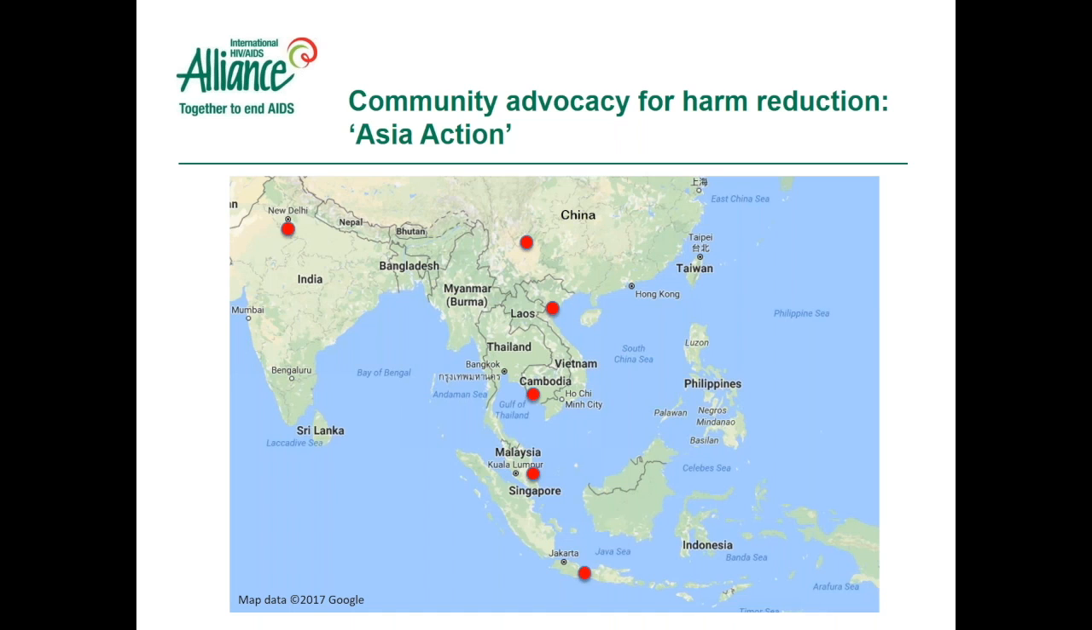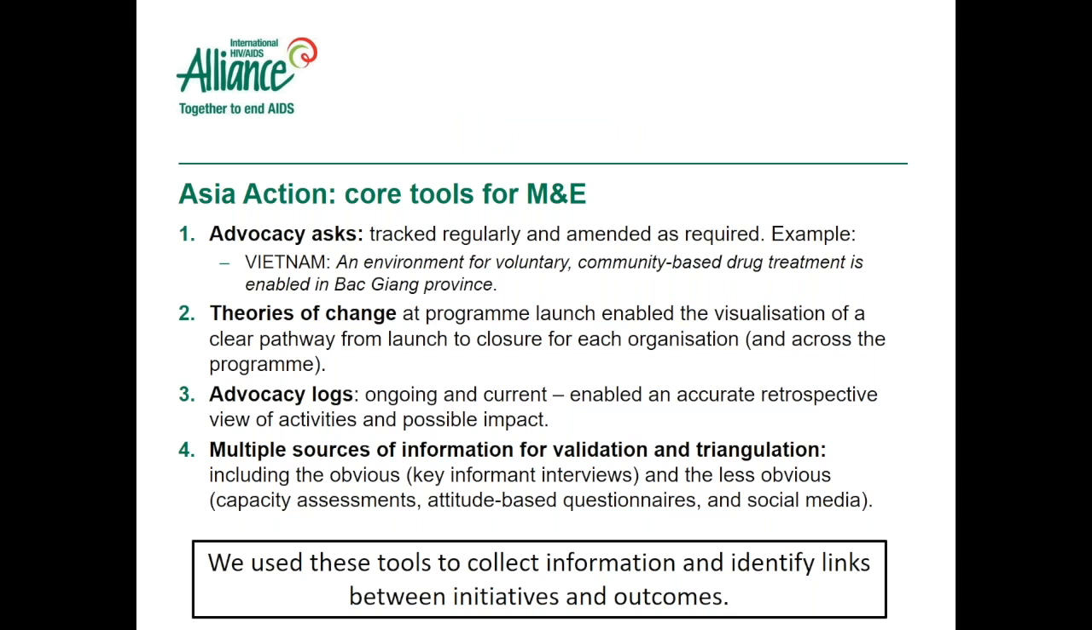So the most recent experience I've had, as I mentioned, is on advocacy for harm reduction and policy change in Asia. And the next slide, please. And the tools we used specifically for doing this were theories of change, advocacy logs, and lots and lots of different types of information for validation and triangulation. And also, and this is the first point on here, something I haven't spoken about yet, and I won't anymore, but it can be useful, is actually developing advocacy asks, where an organisation at the beginning has 4 or 5 things that they want to get out of their advocacy.